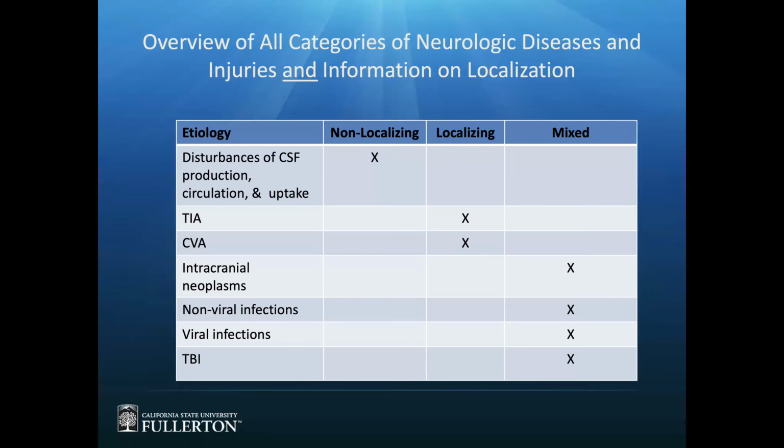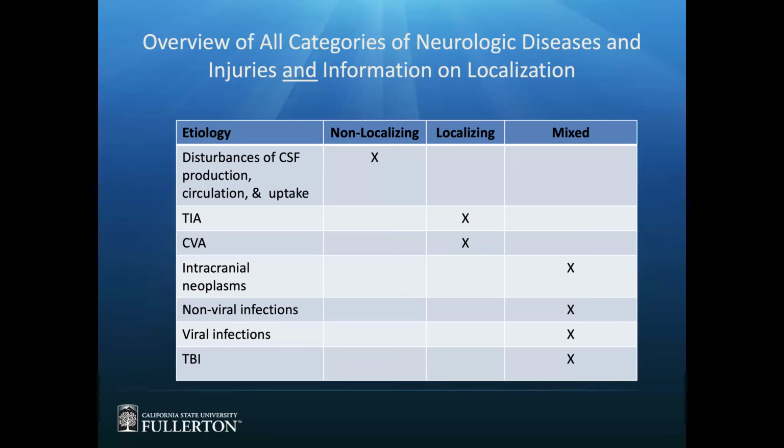So that's what a localizing is. Now, some things are not localizing. Let's say, for example, alcohol. People who drink a lot eventually develop a cognitive issue. It's non-localizing. You can't tell where in the brain. It's just kind of all over, both sides.